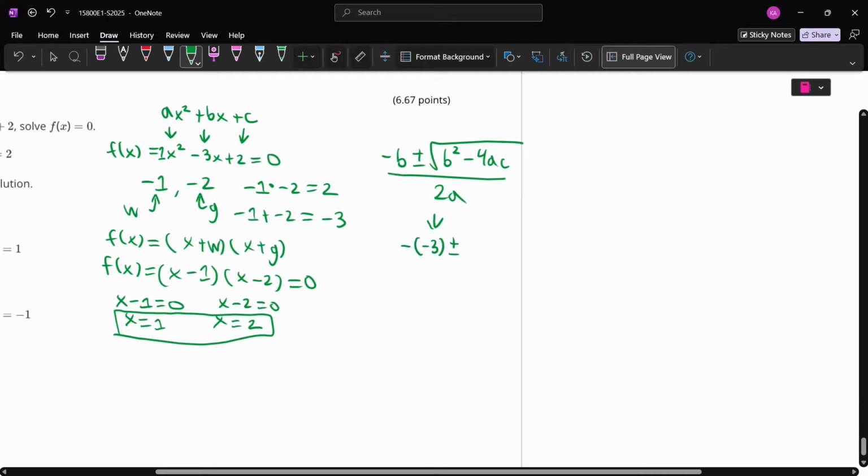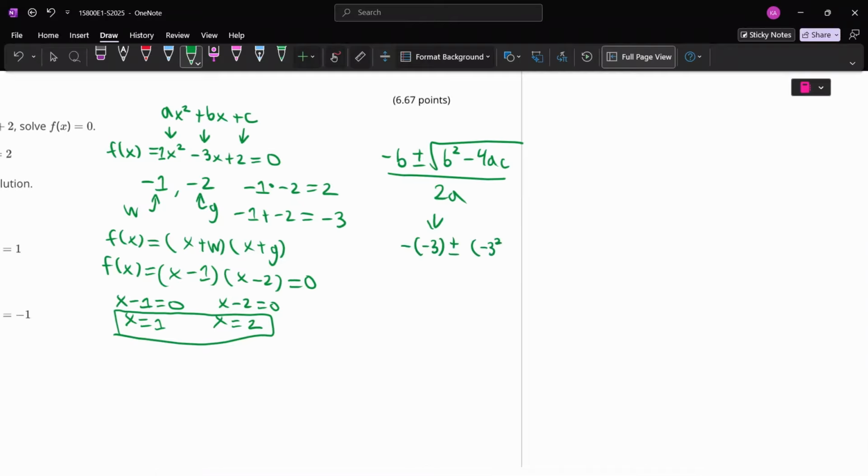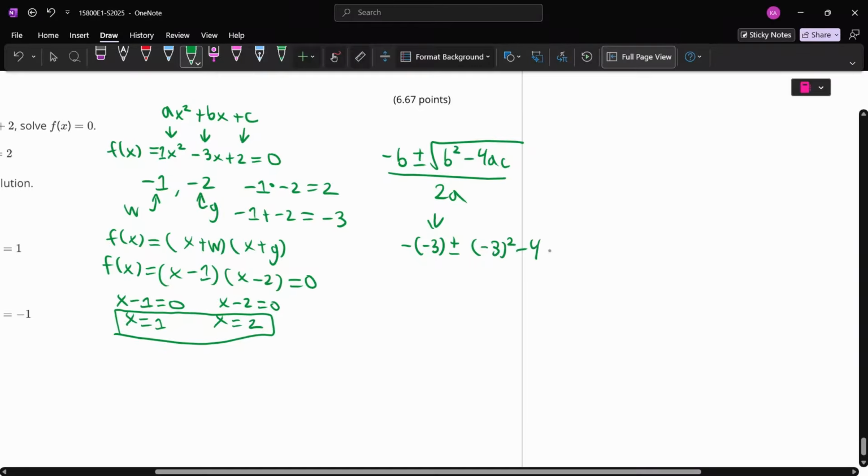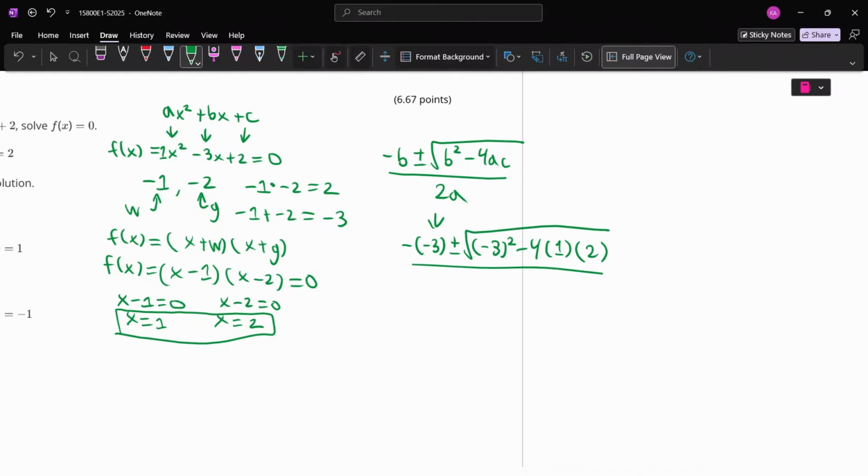negative 3 plus or minus negative 3 squared, negative 3 squared minus 4 times 1 times 2 over 2 times 1. And then it's just a matter of simplifying this and coming up with two numbers from it. And you're going to end up with two numbers because of this plus or minus here. So after you simplify, you should end up with something that looks like 3 plus or minus 9 minus 8 over 2. And then this simplifies further to 3 plus or minus 1 over 2.